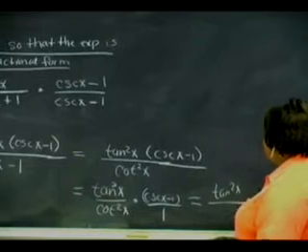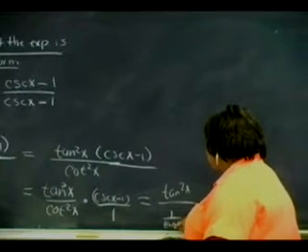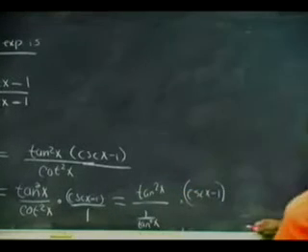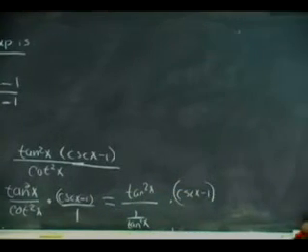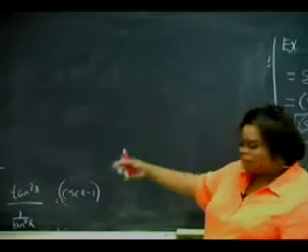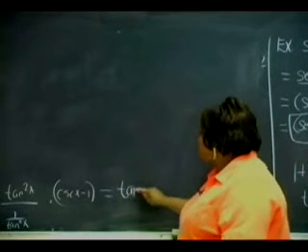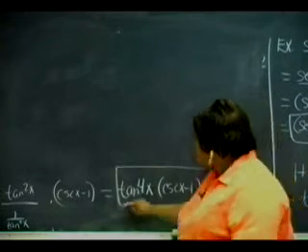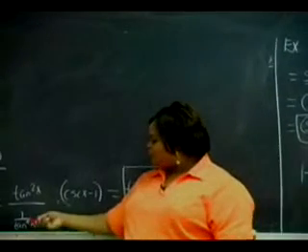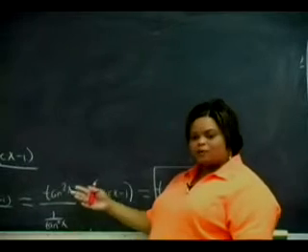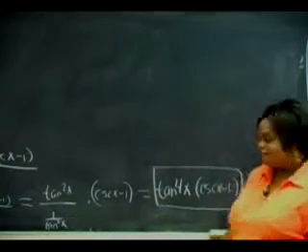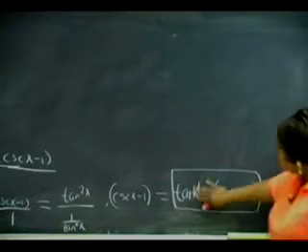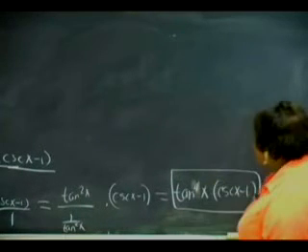Tangent squared x. Cotangent is 1 over tangent. So what happens when I have a fraction in the denominator? Reciprocal. And this becomes tangent what? To the 4th power x times cosecant x minus 1. Remember, when I have a fraction in the denominator, I take the reciprocal and multiply. And that's as far as we want to get it there. This should be a 4th power.